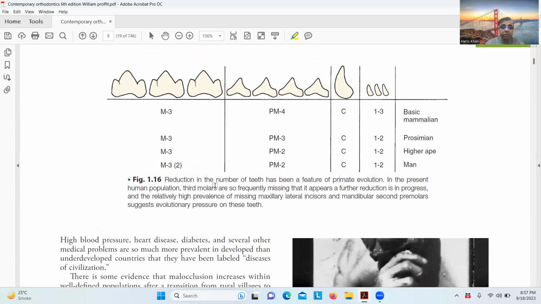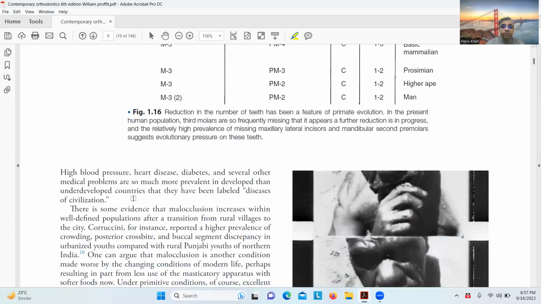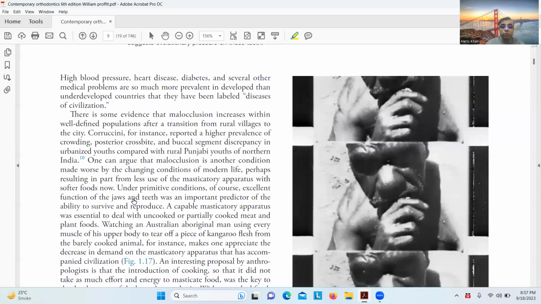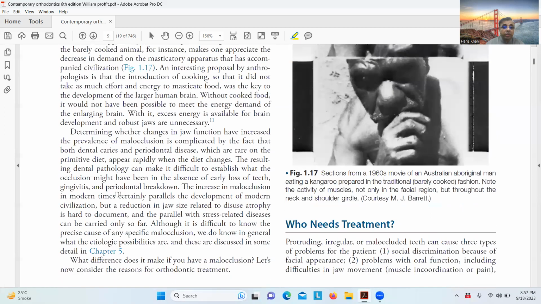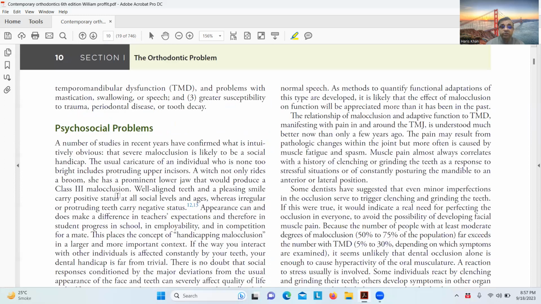Nothing else is important. Reduction in the number of teeth has been a feature of primate evolution. In present humans the third molar is so frequently missing. So I told you the whole definition. You can go through it, right? It's written the same here.